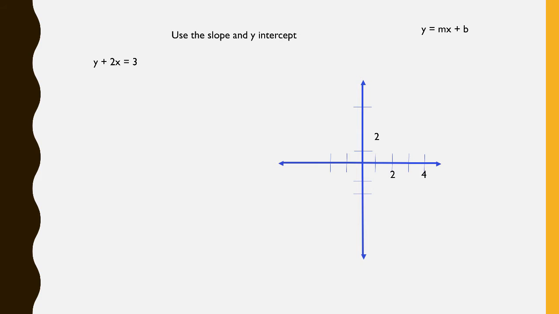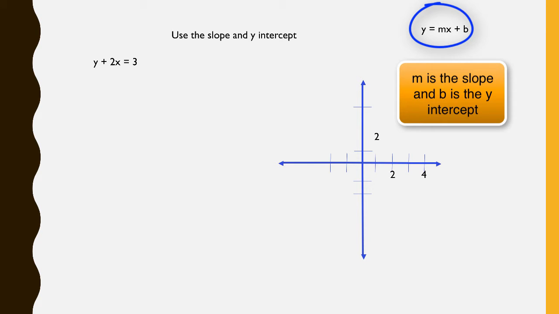Finally, the third method is the slope and the y-intercept. For this, we want to convert our equation into, remember, slope-intercept form. So y is equal to mx plus b, where m, if you remember, represents the slope. Remember, the slope is sort of a measure of how steep something is. And b is the y-intercept. So remember that the y-intercept is where your line is going to cross the y-axis.